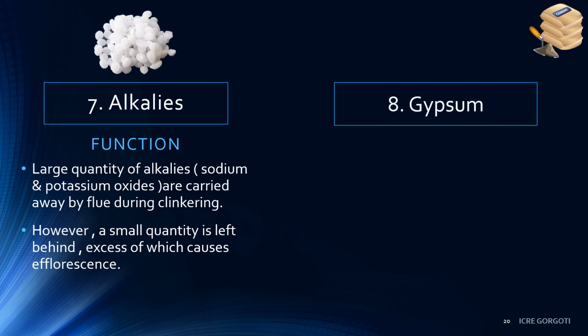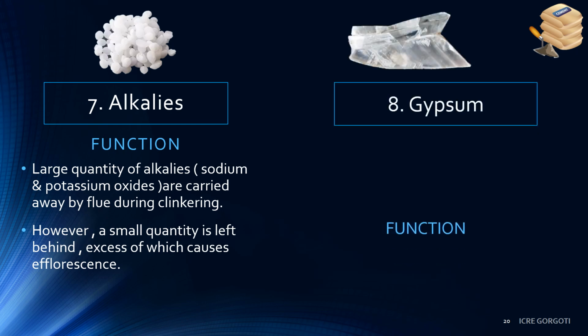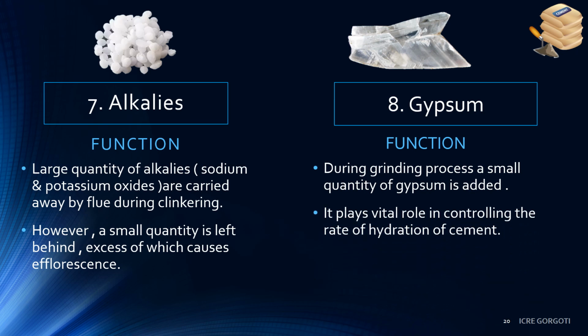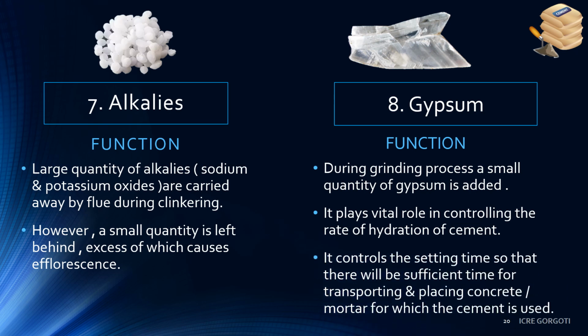The eighth constituent is gypsum and its function. During the grinding process, a small quantity of gypsum is added. It plays a vital role in controlling the rate of hydration of cement. It controls the setting time so that there will be sufficient time for transporting and placing of concrete or mortar for which cement is used. These are the chemical constituents of cement, their functions and effect on the properties of cement.